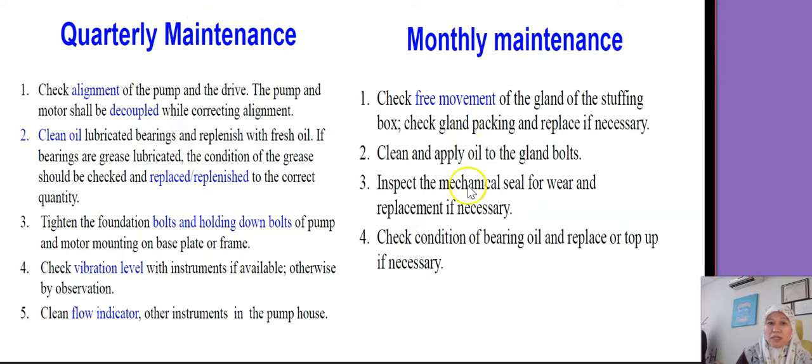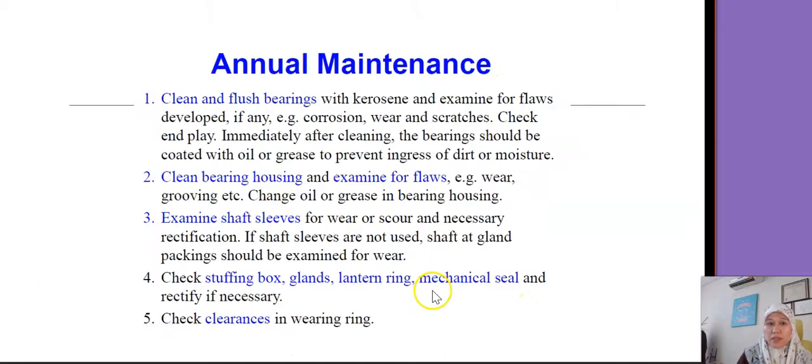Quarterly or monthly maintenance, you schedule it. Put it in the schedule, have a checklist and check all the requirements. And annual maintenance is what they call a major overhaul. Maybe you need to clean and flush all the bearings, then clean the bearing housing, change the lubricant, and the external shaft needs to be checked and all that.